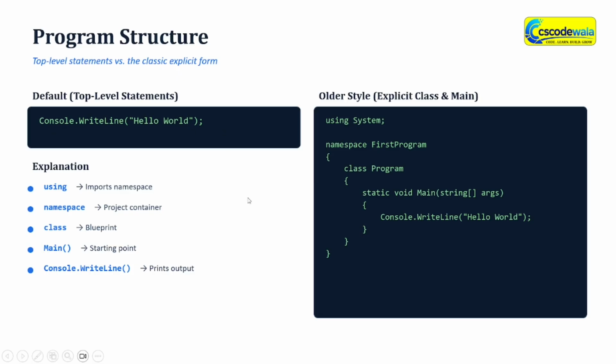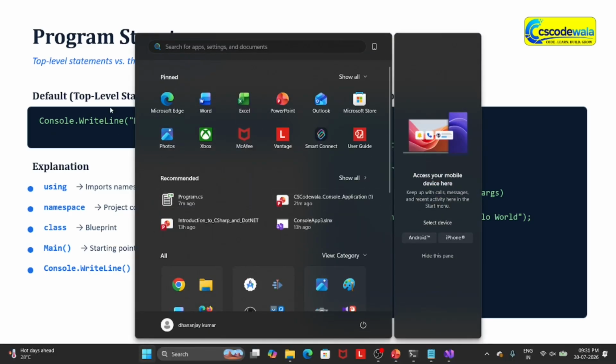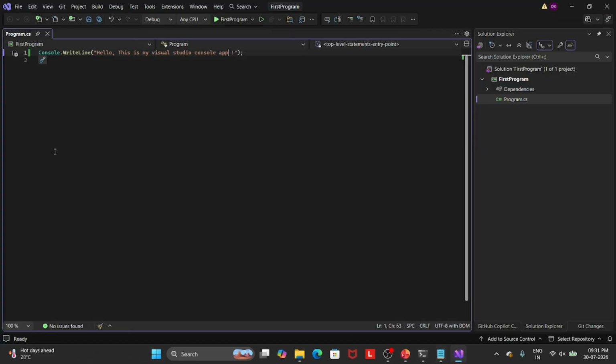Okay, so this is the top level statement. This is the default. So here no methods, no namespace, no Main method, nothing is written. So directly we write our Console.WriteLine. Previously we understood what Console.WriteLine is. Again we define it and understand what Console.WriteLine is.